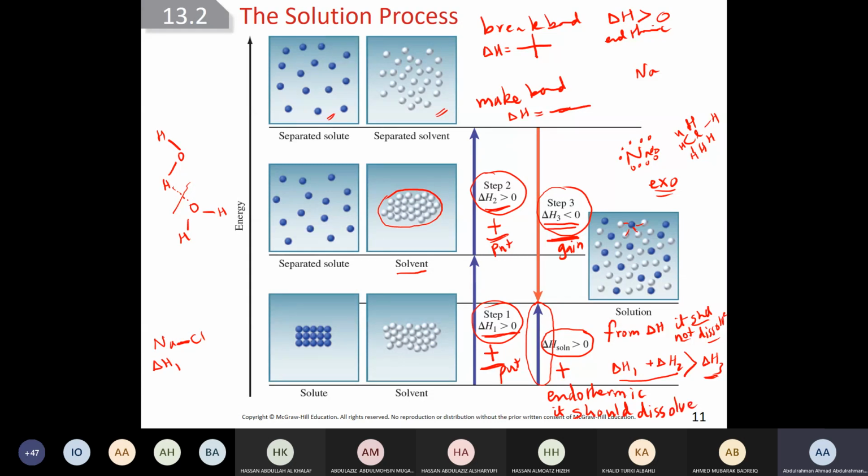Is this clear? Yeah, so it has to be exothermic for it to dissolve. I'll give you another example. If we have delta H1 like this, this is delta H1, which is breaking of bonds. And delta H2 is breaking of the solute also. Delta H2 is like this. And delta H3 is like this.